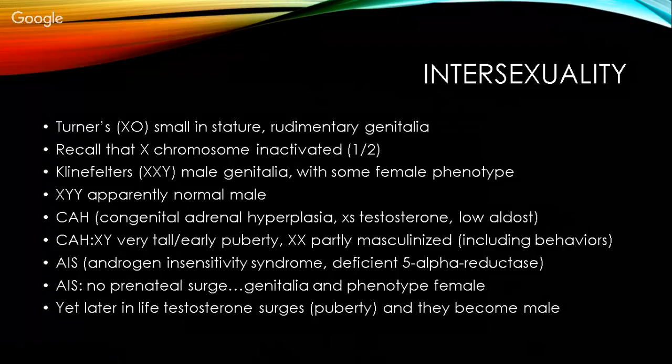Androgen insensitivity syndrome is usually due to deficient 5-alpha reductase, which is part of the androgen pathway. Because of this deficiency, testosterone isn't really produced early in life. It's produced later in life, but not early in life. There's no prenatal surge, which is part of the differentiation of males. So the genitalia and phenotype tend to be female at birth, but then later in life there is a surge of testosterone, which is another way of making it. And they become male at around 12 with puberty.